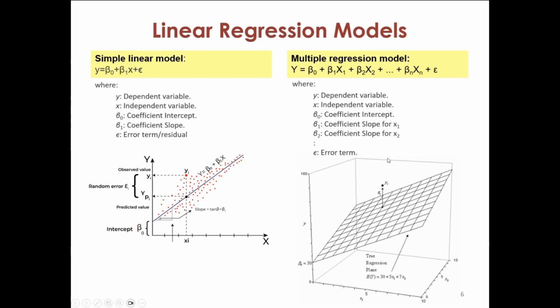Visually, this is how the graph may look if you have a multiple linear regression. In this example, we have three factors, x, y, and z. Overall, the idea is the same. It's just that we have an extra dimension. In this case, beta 0 is the intercept with the y-axis. In this example, the intercept is 30.